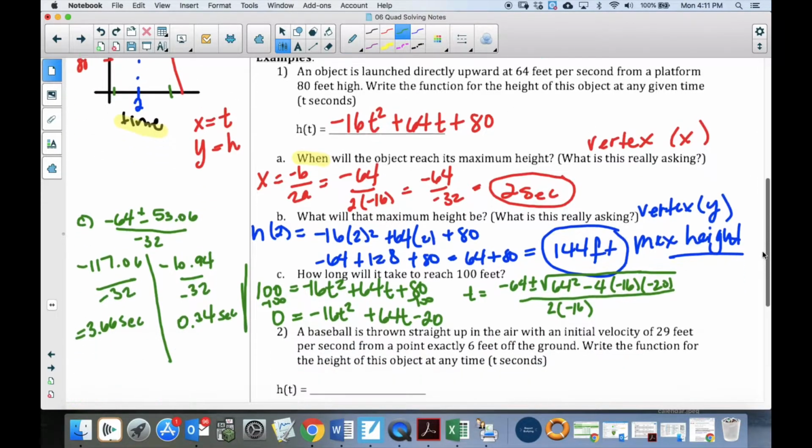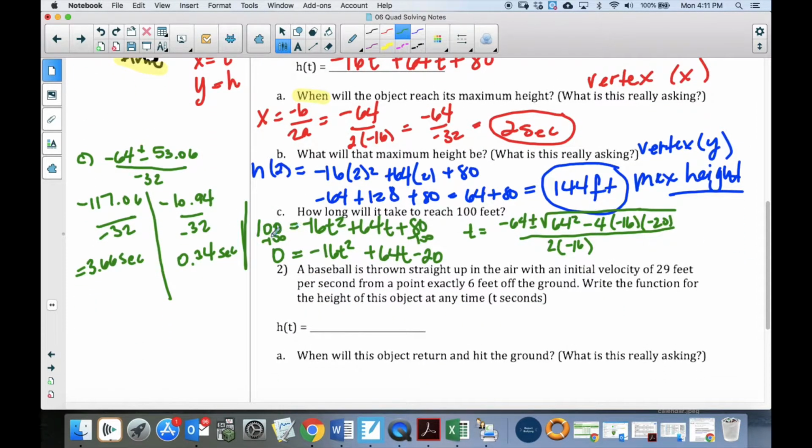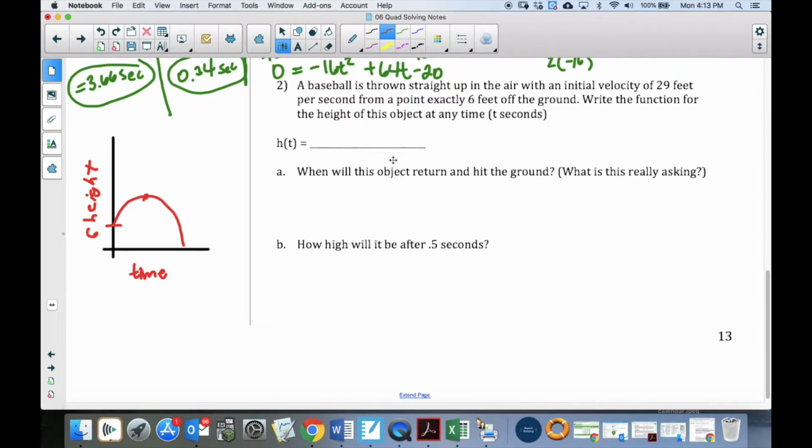And so the answers to part C, there are actually 2 answers. And your 2 answers are 3.66 seconds and 0.34 seconds. And again, since it is a word problem, it just doesn't make sense to give radical answers, so we will go ahead and give decimal answers on that. Let's take a look at example number 2.